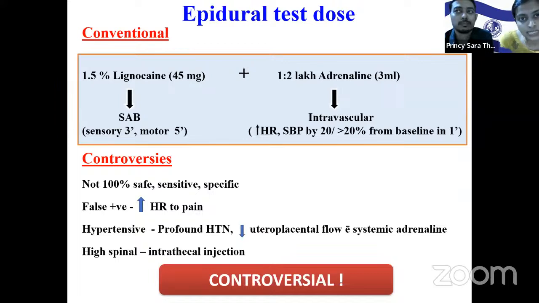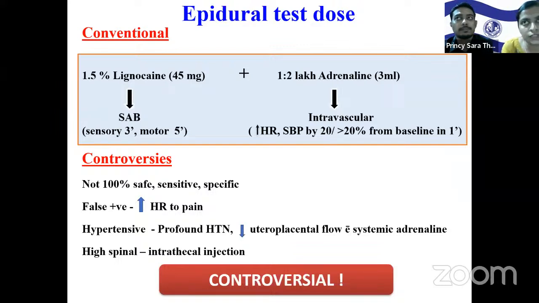Intrathecal placement would result in sensory block in 3 minutes and motor block in 5 minutes. But in case of labor analgesia, the specificity, sensitivity, and safety of this conventional dose is a debatable thing. It is because while we are testing for intravascular placement of the epidural catheter in a laboring patient, increase in heart rate and systolic BP can also be due to the physiological response to pain. This results in a false positive interpretation, leading to unnecessary removal of the catheter or reinstrumentation.